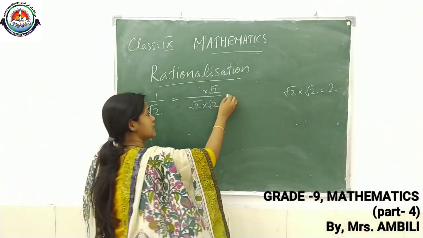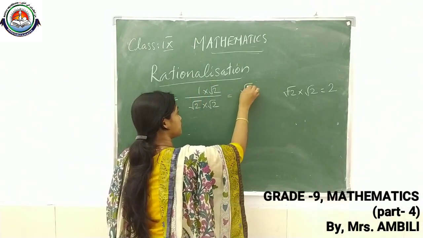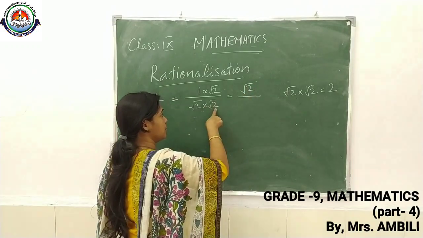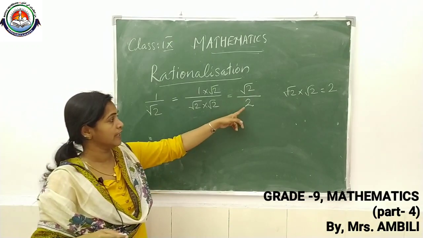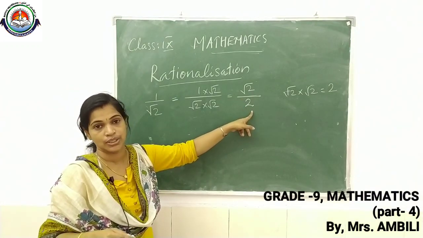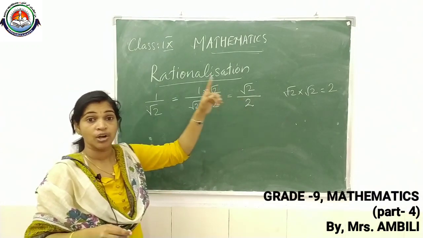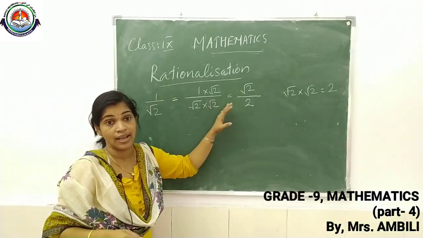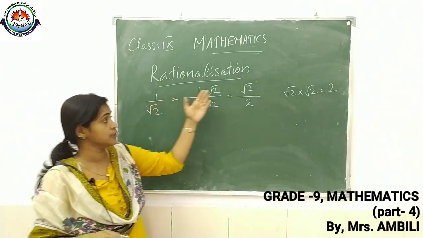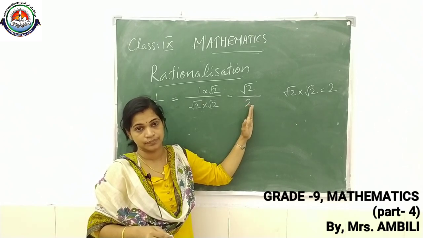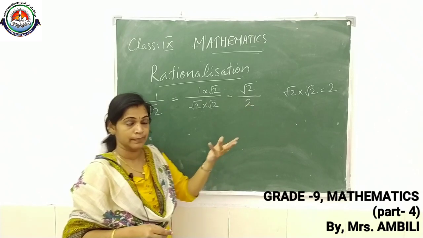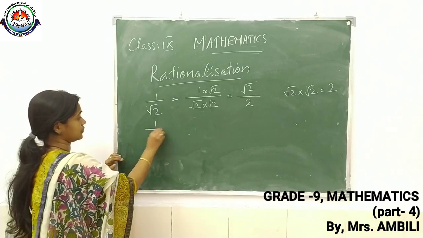So we will get 1 into root 2, that is root 2, by root 2 into root 2, that is 2. Now look at the denominator: it is a rational number. So we have rationalized 1 by root 2 into root 2 by 2. This is the answer. Clear? Let me take another example.